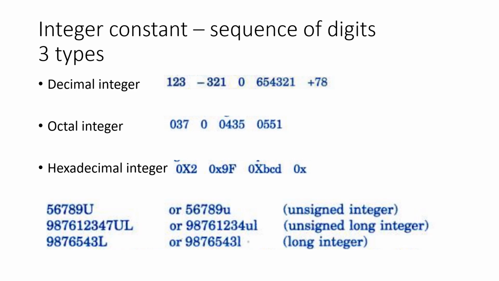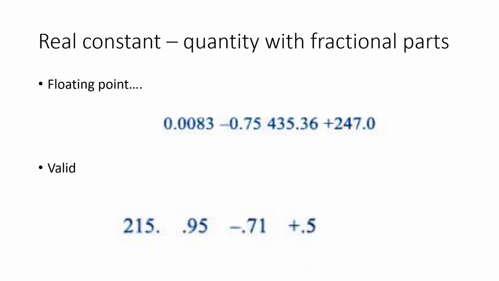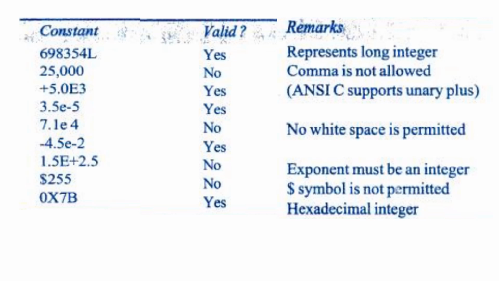And you can see the valid integer constant examples down with modifiers like unsigned integer, unsigned long integer, and long integer. And coming to the real constant, it means that it has the decimal points. That means it has fractional values. And here you can see it can be of negative sign or positive sign. And here are a few examples which are related to this real constant.